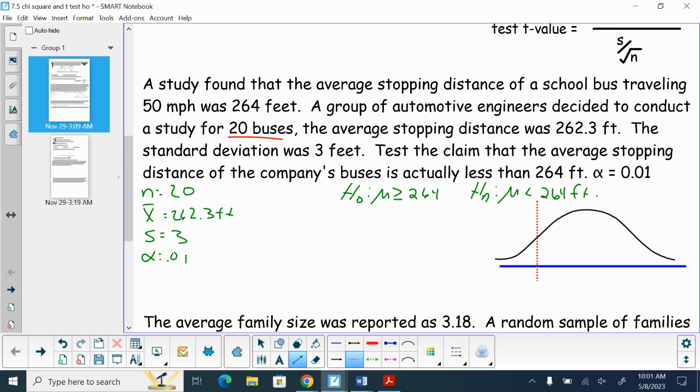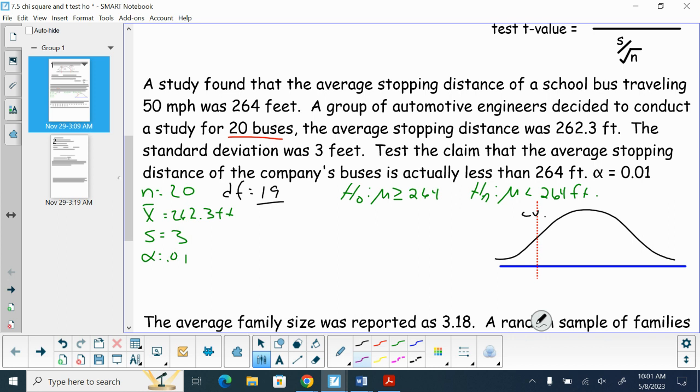So we have a one tail left, and we have to find a critical value. We have a sample size of 20, a degree of freedom one less than that, a value of 19. That's not changing from our confidence interval. But what's changed now is we need to go down to our degree of freedom of 19 and go over to our alpha value of 0.01.